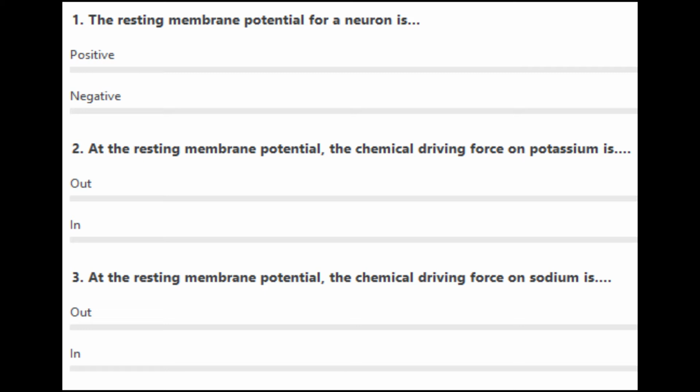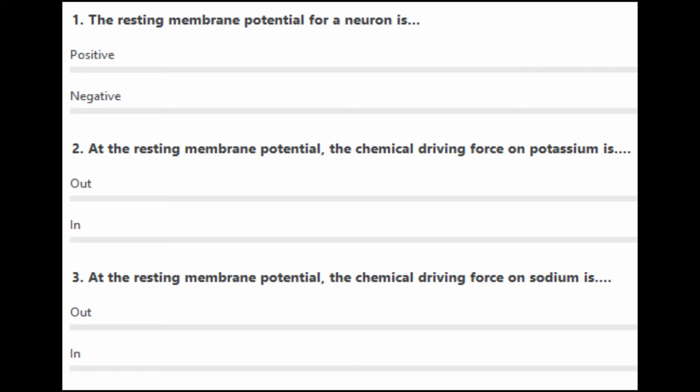So our chemical driving force on potassium, correct, is out. We have a lot of potassium, a high concentration of potassium inside the cell. So our chemical driving force for potassium is from that area of high concentration inside the cell out to our area of low concentration outside the cell. And we've tracked how that difference in concentration is really due to our sodium-potassium pump. So we've been using ATP in order to create and maintain this chemical gradient.